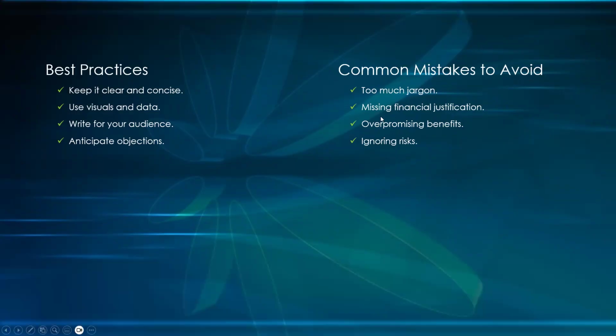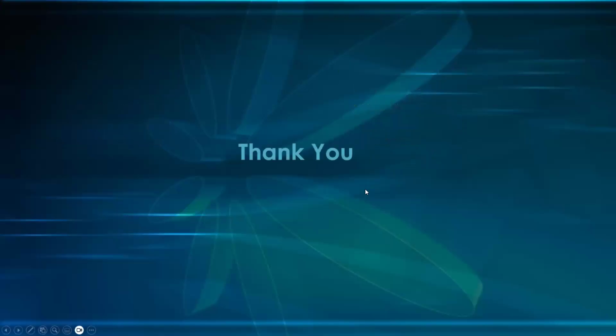So, common mistakes. We use too much jargon. We miss financial justification. Again, you see, that page is very important. They want to see the breakdown. We overpromise benefits and ignore risks. Basically, that is all.